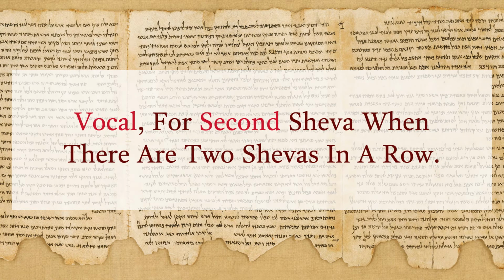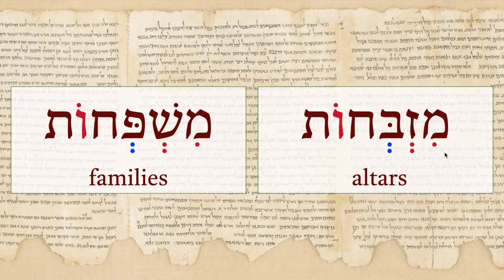Shwa is vocal for the second Shwa when there are two Shwas in a row. These are very interesting cases. Here we have Mizbechot, Mishpechot. See, I don't pronounce the Shwa here. Mizbechot, I pronounce this Shwa, the blue one. I don't pronounce the red one. Mizbechot is altars and Mishpechot is families.